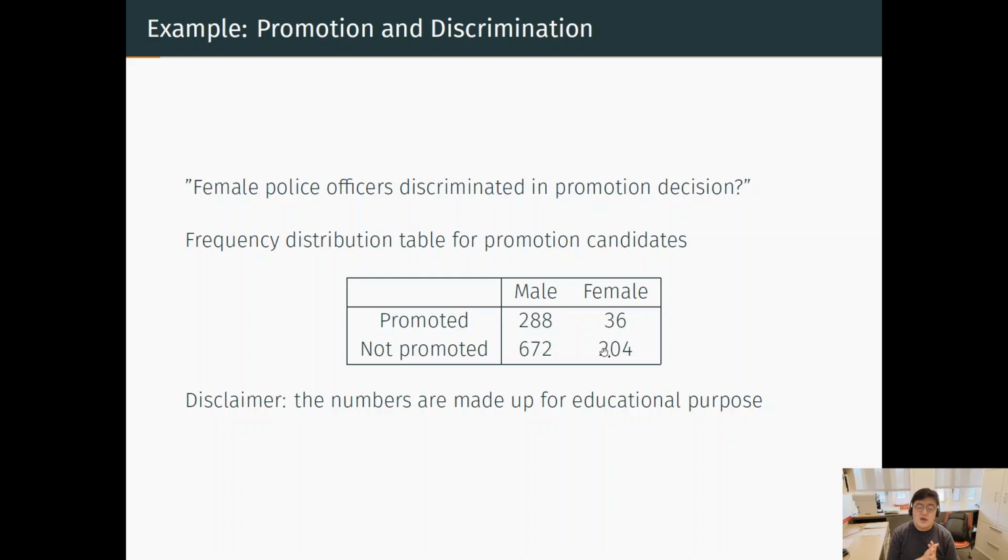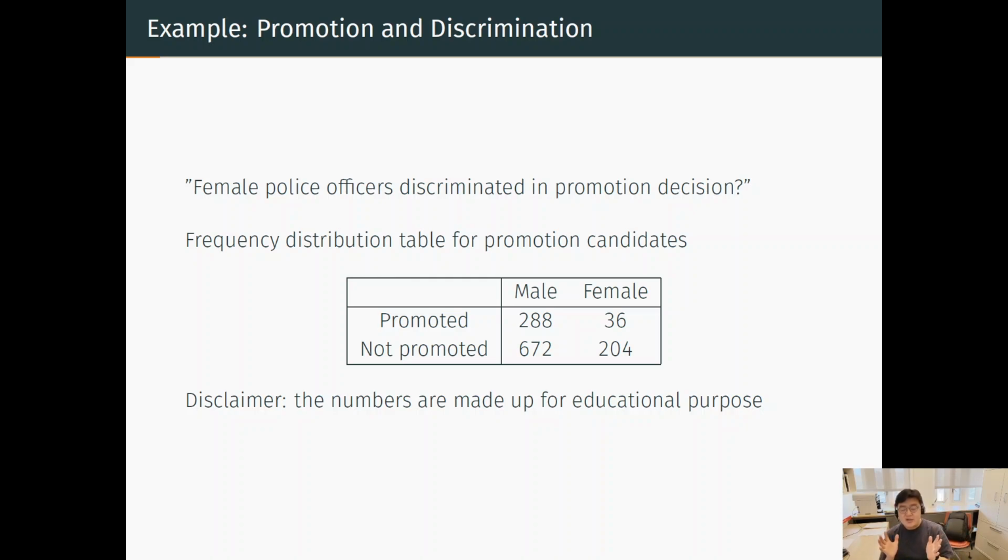Let me start with a made-up example. It's about promotion and discrimination. Suppose that we would like to study if female police officers are discriminated against in their promotion decision. By the way, it's for purely educational purposes. I'm not saying they exist or they do not. It is just made-up numbers.